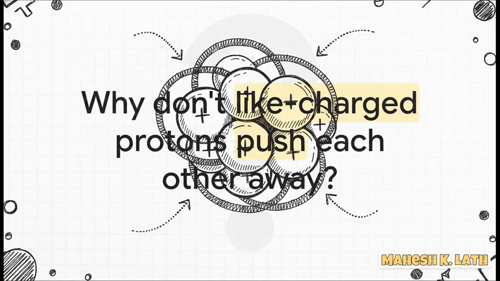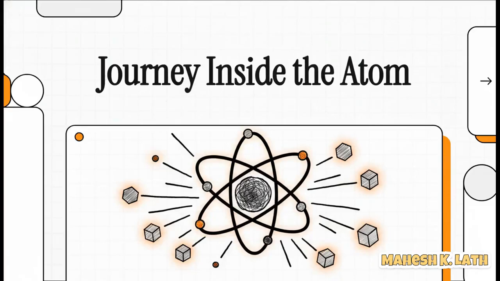It is absolutely packed with positively charged protons. Why on earth aren't they violently pushing each other away? How is this nucleus just squished together without completely flying apart? To answer that, we've got to take a bit of a spatial journey.